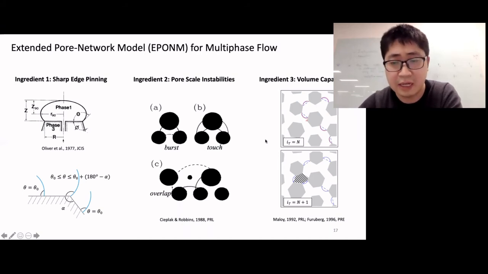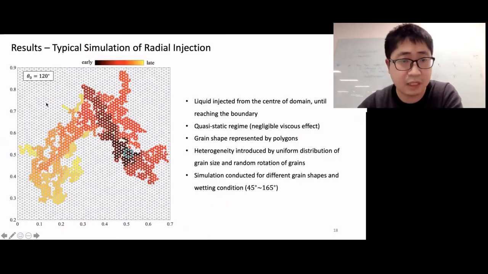So combining all these different ingredients, we can have the pore network model. And here is the typical simulation result, where we have the invading phase being injected from the center, and then at percolation, or at the invading phase reaching the boundary, the simulation stops. So note that we consider the quasi-static regime, where we do not consider viscous effects in this case. And the particle shape, the grain shape, is represented by simple polygons. Heterogeneity is introduced by uniform distribution of grain size, and also we randomly rotate all those grains.